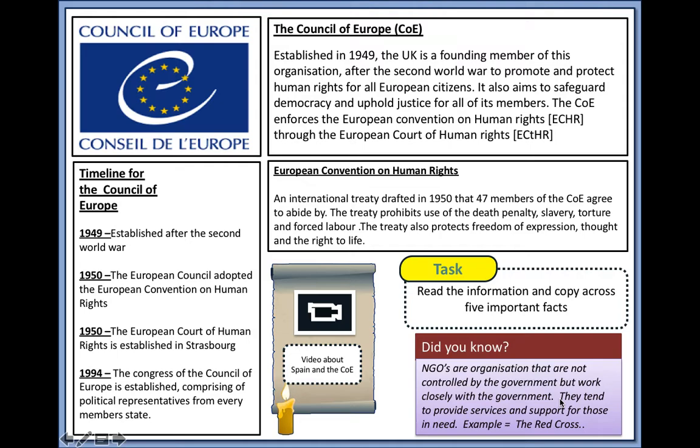The treaty prohibits the use of the death penalty, slavery, torture, and forced labour. Many of these are absolute human rights. The treaty also protects freedom of expression, thought, and the right to life.